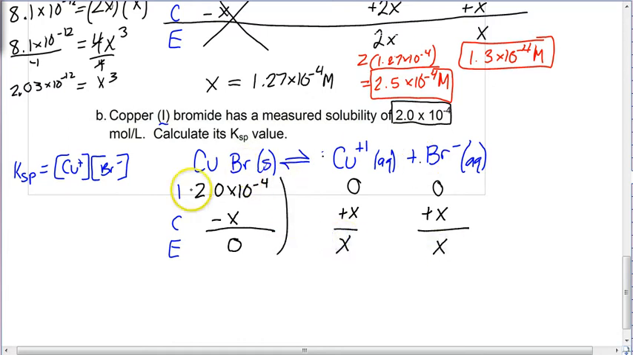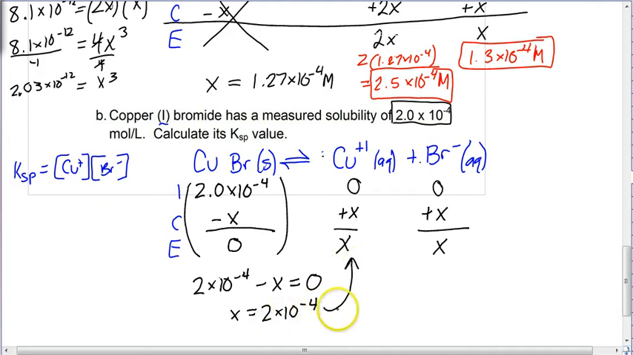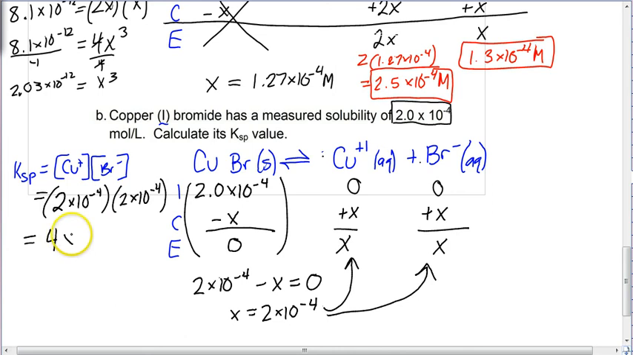Okay, so this is the unique step. You take the measured solubility, you put it in the I row, and at the end you have 0. Does that enable you to solve for anything? Why, yes, it does. That means 2 times 10 to the negative 4th minus x equals 0. So x has to be 2 times 10 to the negative 4th. So you can plug that in for x, and then plug those into your KSP equation over here. So KSP will be the product of 2 times 10 to the negative 4th times 2 times 10 to the negative 4th, which turns out to be 4 times 10 to the negative 8th. No units because it's K.